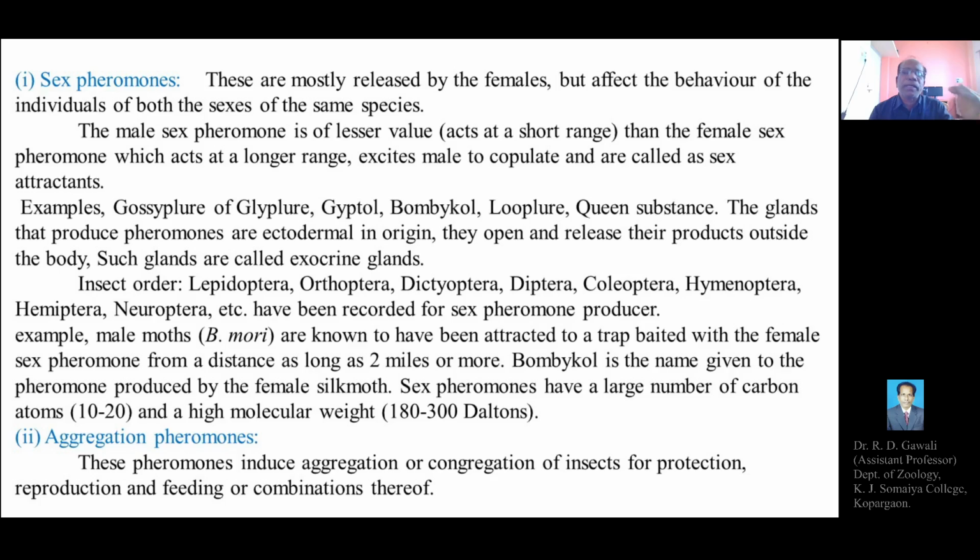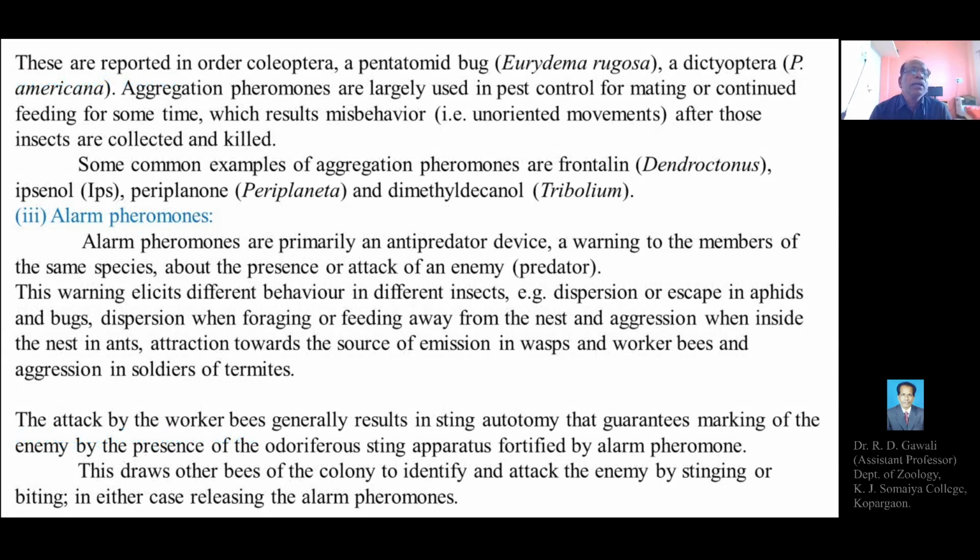So sex pheromones, second type is aggregation pheromone. These aggregation pheromones are reported in the order Coleoptera, pentatomid bugs, and Dictyoptera, that is Periplaneta americana. So aggregation pheromones are largely used in pest control for mating or continued feeding for some time, and which results in misbehavior, that is unoriented movements, and after that the insects are collected and killed.